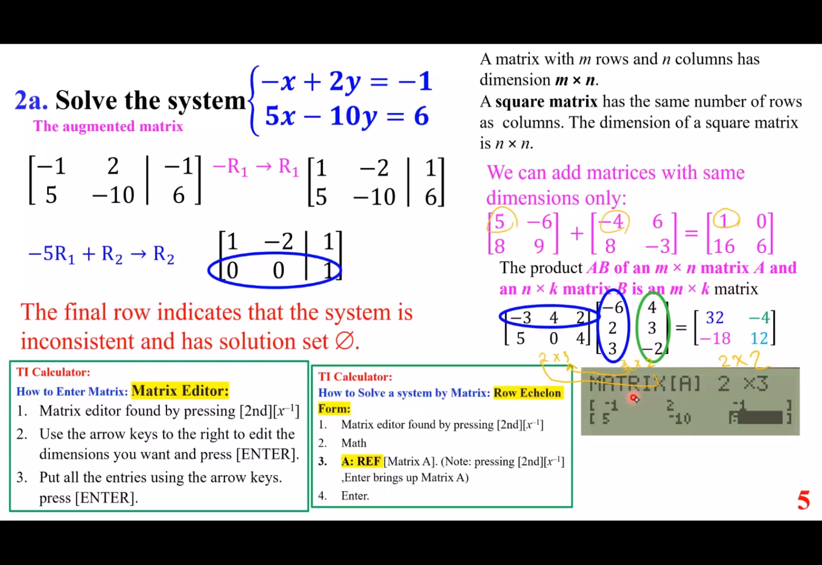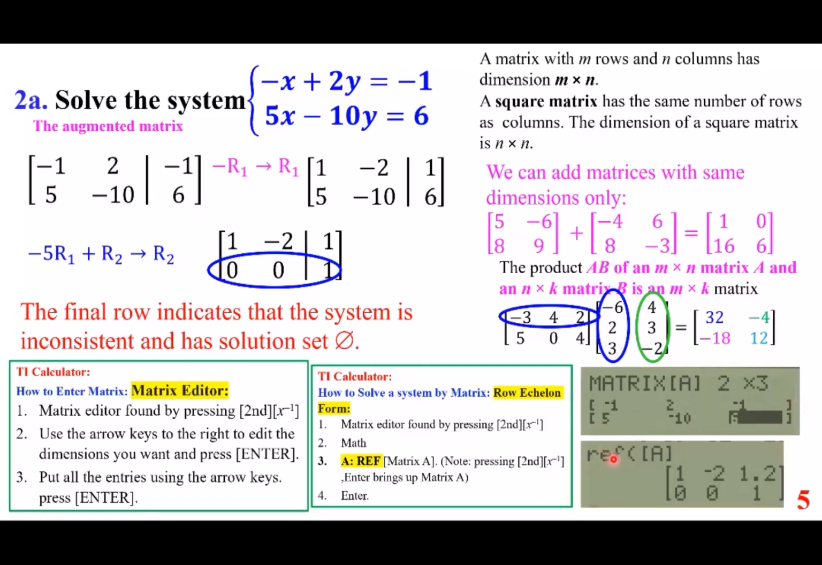So you're going to enter matrix A as a 2 by 3 matrix. I hope you realize this is 2 by 3. And then you put in all those -1, 5, 2, -10, all those entries. Then you say REF, row echelon form, and then you put the matrix, and it gives you that, and that's exactly what we got here. And it is different because it doesn't have to be done in the same order. What matters is that this is the same here, and it gives you the result.